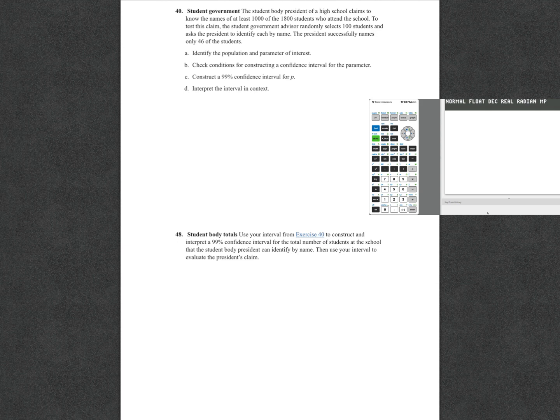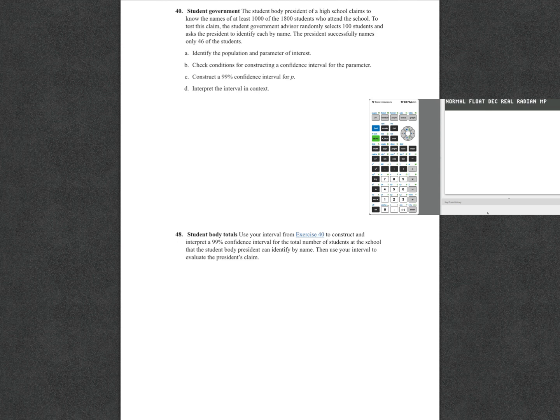They say a student body president of a high school claims to know the names of at least 1,000 of the 1,800 students who attend the school. To test this claim, the student government advisor randomly selects 100 students and asks the president to identify each by name. The president successfully names only 46 of the students.